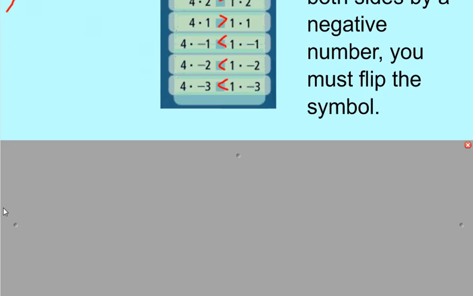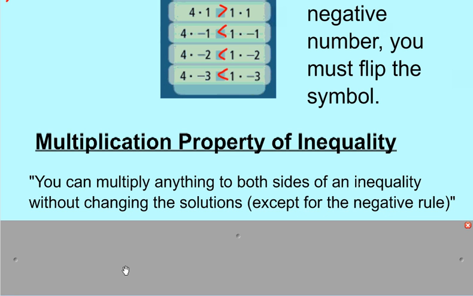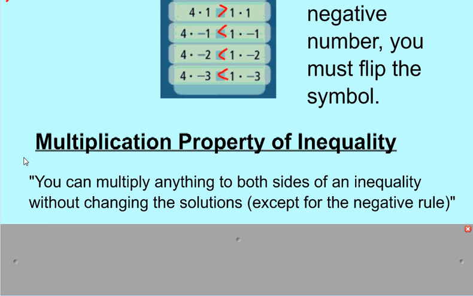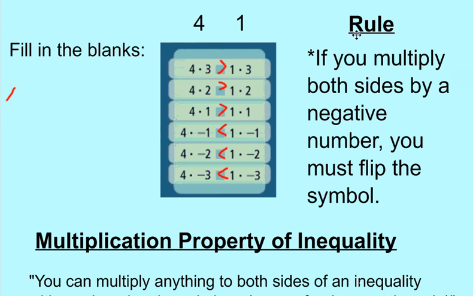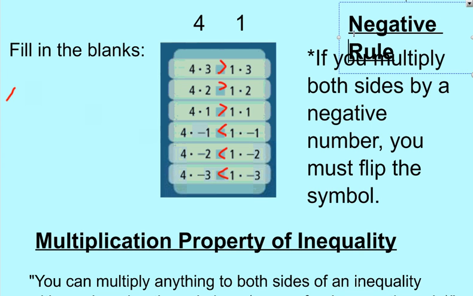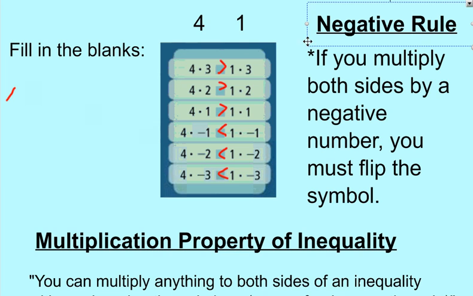So to put it into words, the multiplication property of inequality says you can multiply anything to both sides of an inequality without changing the solutions. And then I say except for the negative rule. So we're going to call this the negative rule. It really is the negative rule of inequalities.